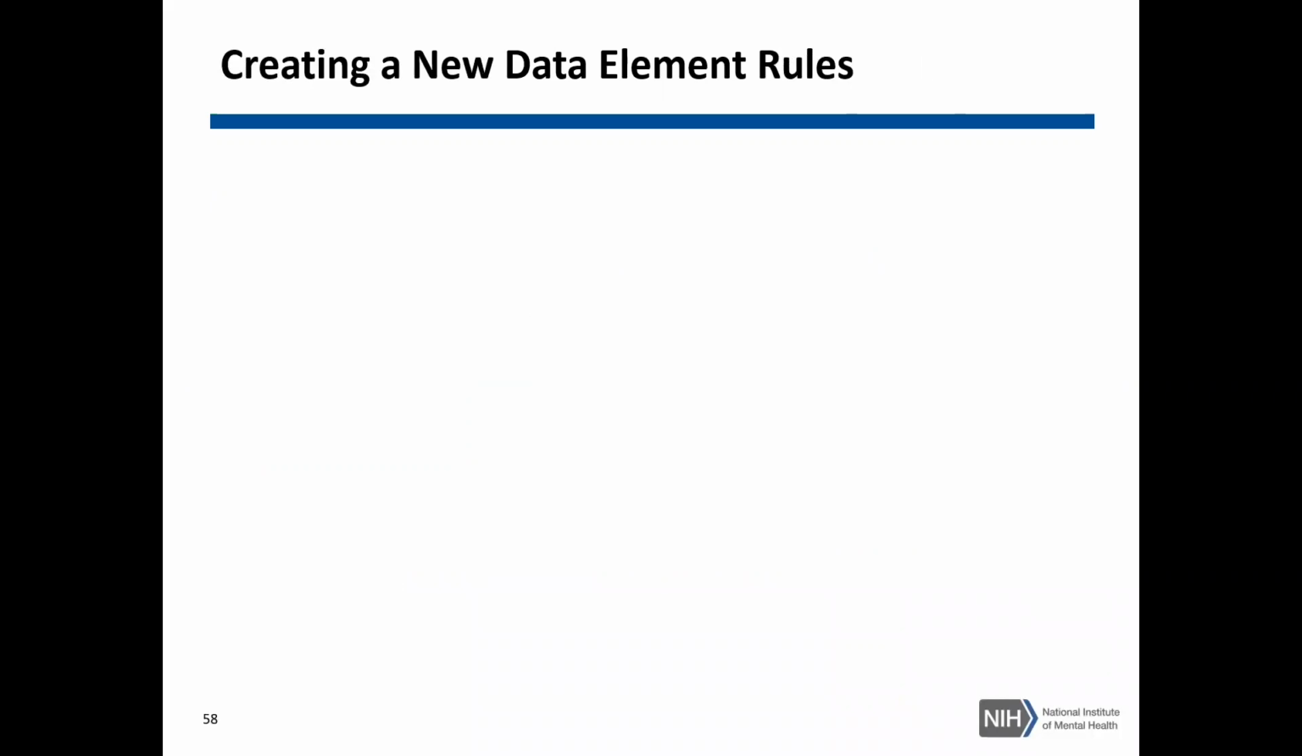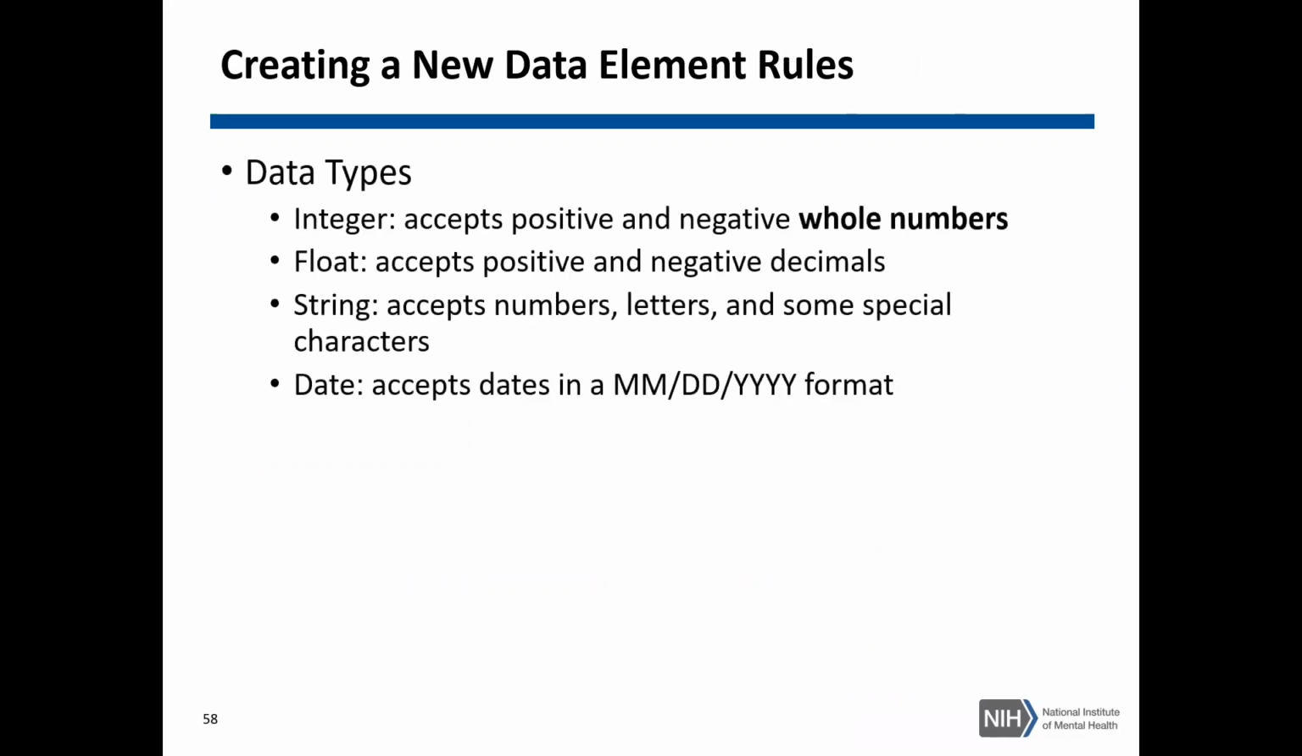Before going over how to add new data elements, we'll discuss some info and rules for data elements. So there are 4 data types that can be requested, and each one allows for different types of data input. Integers accept positive and negative whole numbers. Floats accept positive and negative decimals. Strings accept numbers, letters, and some special characters. And then date accepts dates in that specific format you see here.